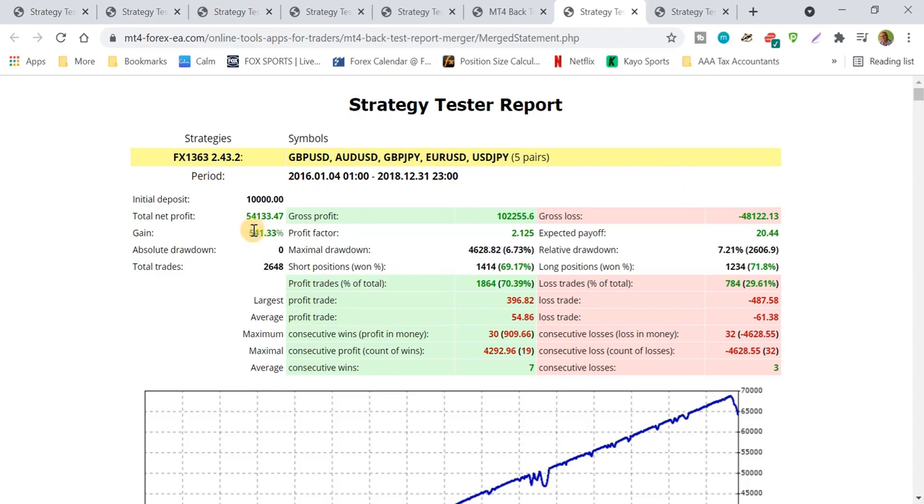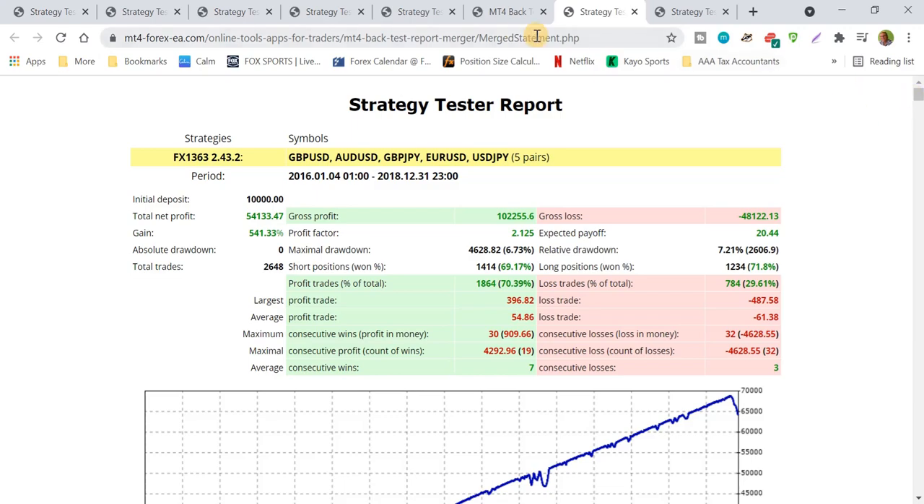So look, it's not huge profit, but like I said, no great thought went into the actual settings or anything, but you know, 541% over 3 years is not too shabby. And with that drawdown, relative drawdown 7.21, less than 8%, you'd be happy with that on a $10,000 account.